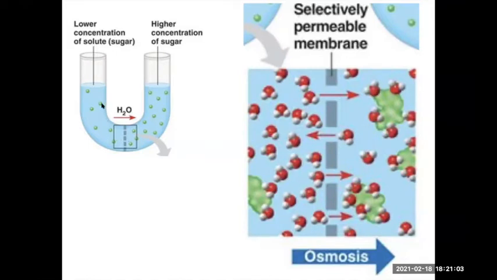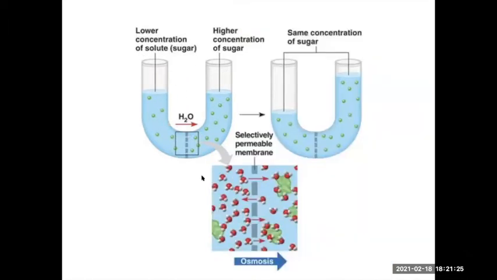The water molecules are going to follow the sugar in this case. They're going to move toward there as a net movement, right? There's movement back and forth, but the net movement, the osmosis, is occurring this way, toward here. So the water keeps moving that way until the concentration of the solutes is the same.